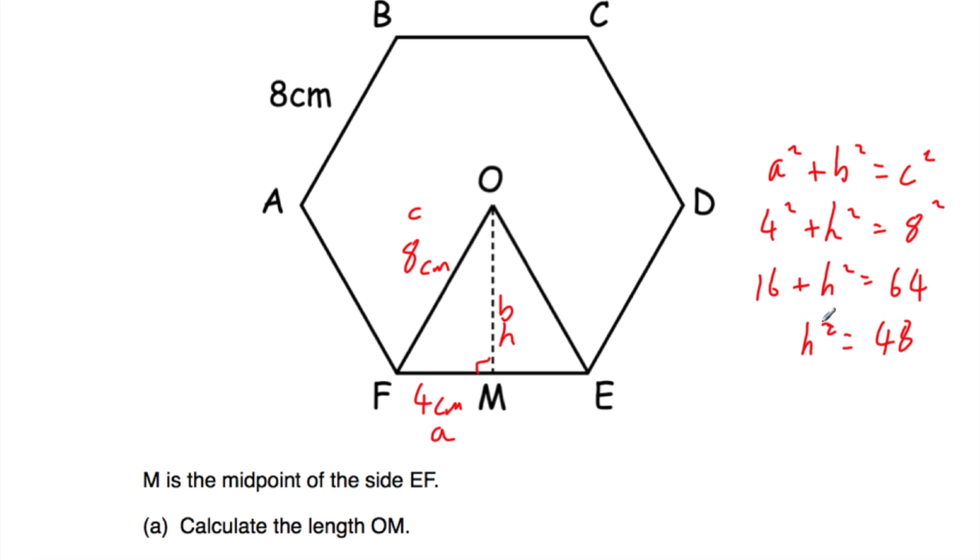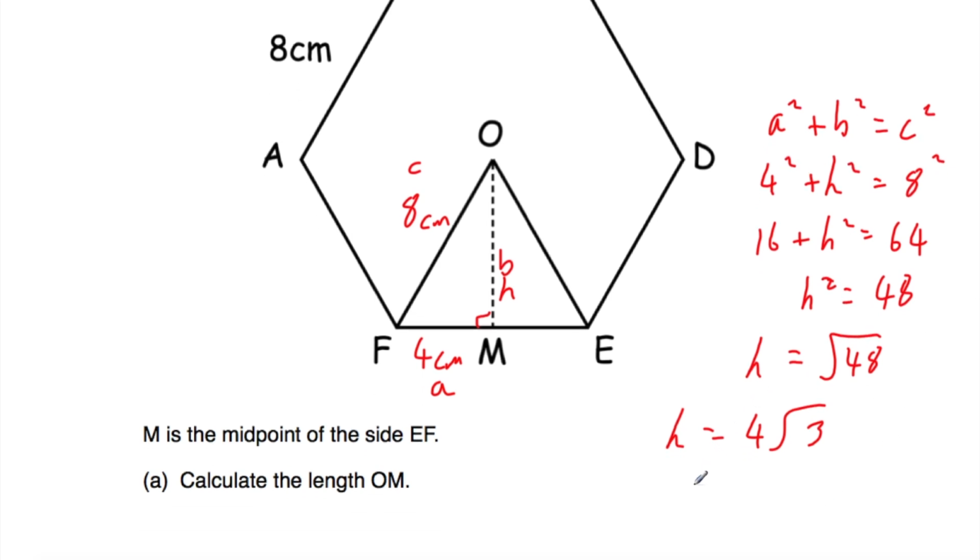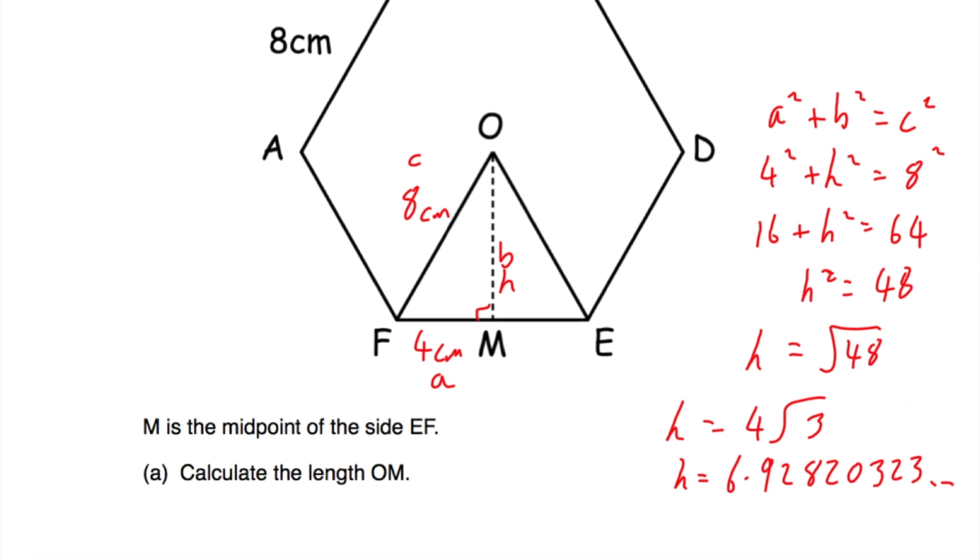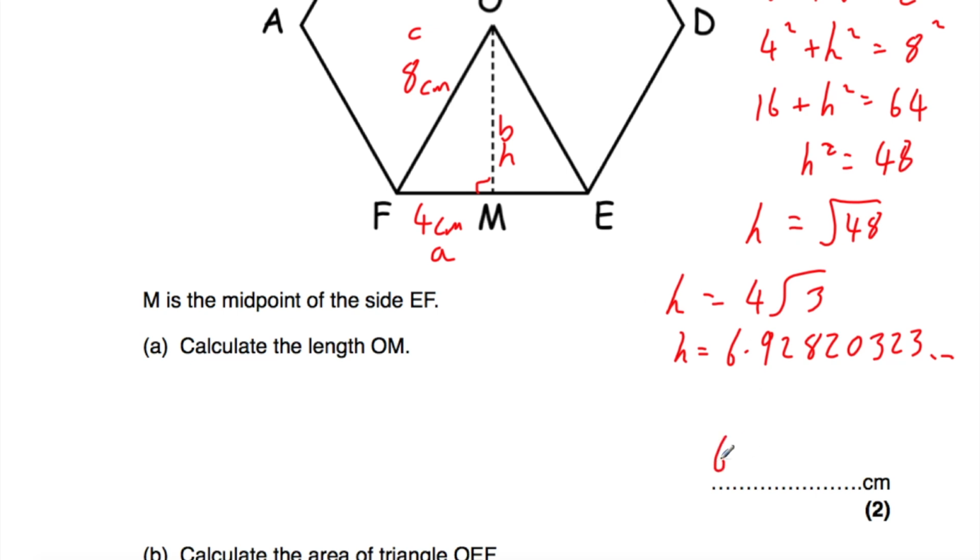So this side squared is equal to 48. We want to find out what h is, so we now need to square root this. So h, the height of the triangle, is equal to the square root of 48. If we work out the square root of 48 in our calculator, 4 root 3, so O to M could be 4 root 3 centimeters, or as a decimal number, H would be equal to 6.92820323 and so on. I tend not to want to round that because I may need to use it later. Okay, so part A is calculate the length of OM. Well, it could be 6.9282 and so on centimeters, or you could write it as 4 root 3 centimeters. That's the distance from O to M using Pythagoras' theorem.